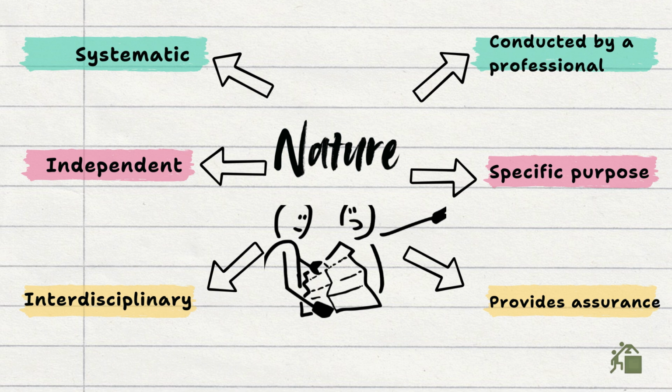Interdisciplinary. Auditing draws from accountancy, law, statistics, economics, behavioral science, and financial management to evaluate systems, controls, and evidence effectively. This broad knowledge base enables auditor to address complex issues holistically. The next being conducted by professionals. Only qualified professionals such as chartered accountants perform audits, adhering to ethical codes like integrity, objectivity, and competence. They apply standards on auditing for consistent quality.